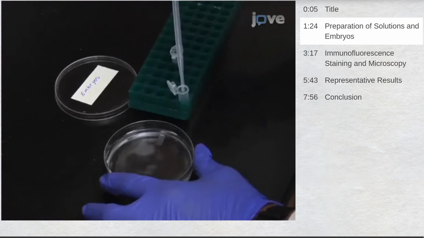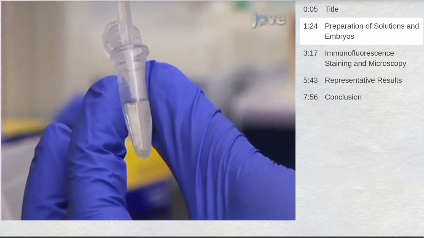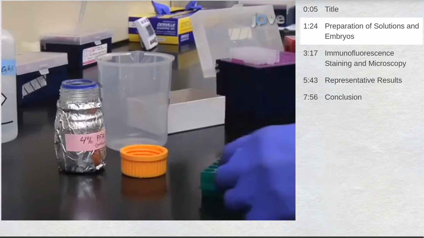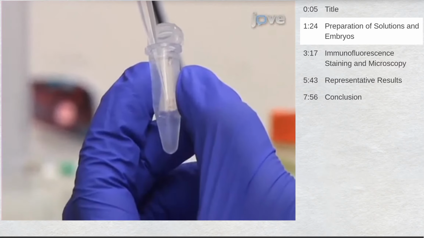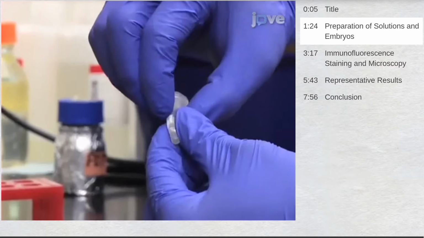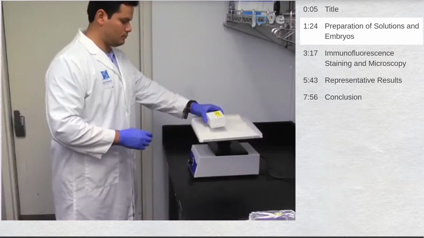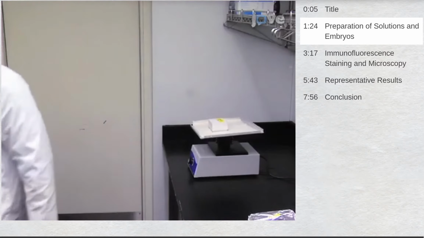Then transfer up to 40 embryos to a 1.5 milliliter tube and use 1 milliliter of 1x PBST to rinse 2 times. After removing all but about 100 microliters of the PBST, add 1 milliliter of 4% PFA. Lay the tubes on their side in an appropriate size container for ease of transport and place on a gentle rocker at 4 degrees Celsius overnight or up to a week.